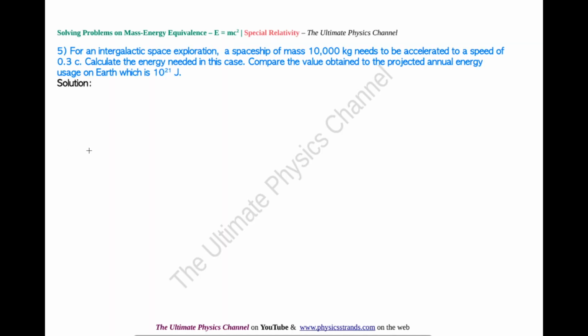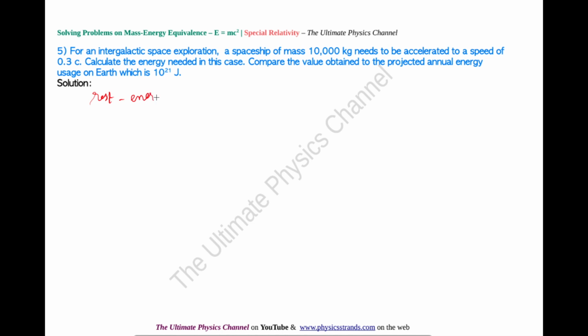The next question: for an intergalactic space exploration, a spaceship of mass 10,000 kilograms needs to be accelerated to a speed of about 0.3 c. Calculate the energy needed in this case. Compare the value obtained to the projected annual energy usage on Earth, which is about 10 to the power 21 joules. So here, what is the rest energy of the spaceship? That's the first step we have to calculate.